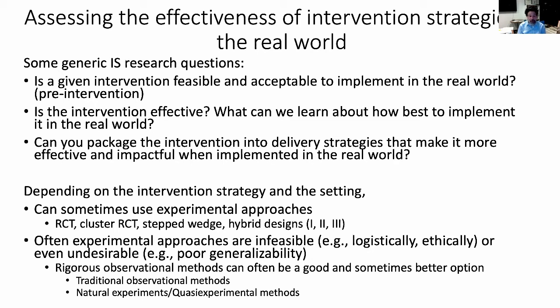The only way you might be able to do an experimental design is by, for example, only having individual level informed consent, excluding people with comorbidities, ultimately potentially reducing the generalizability of your study. So in these situations, rigorous observational methods can often be a really good substitute, and sometimes even a better one.